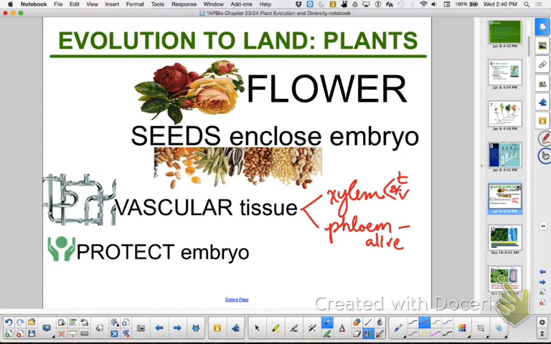Phloem has two parts. It's not an option. There's two parts. What are the two parts? Sieve tube and a companion cell. Sieve tube and a companion cell. Which one has a nucleus? Companion cell.